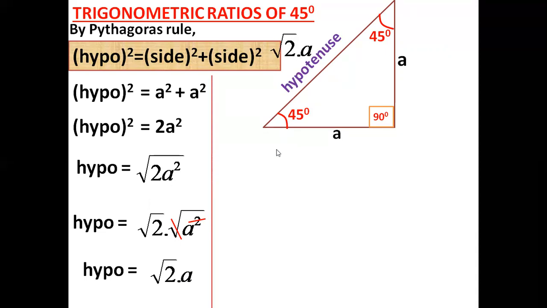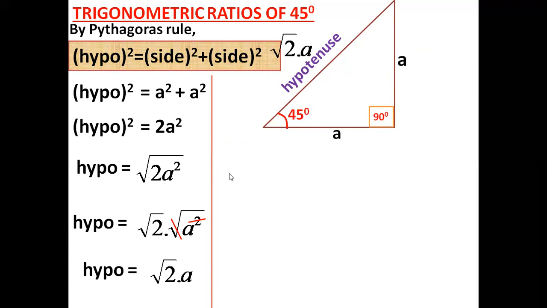Now you have to find here, 45 degrees is there, here also 45 degrees is there. You can take any 45 degrees. If you take this 45 degrees, this is the opposite side, this is the adjacent side. If you take this 45 degrees, this is the opposite side, this is the adjacent side. I'm taking this 45 degrees. So this is the opposite side to the 45 degrees. This is the adjacent side to this angle 45 degrees.